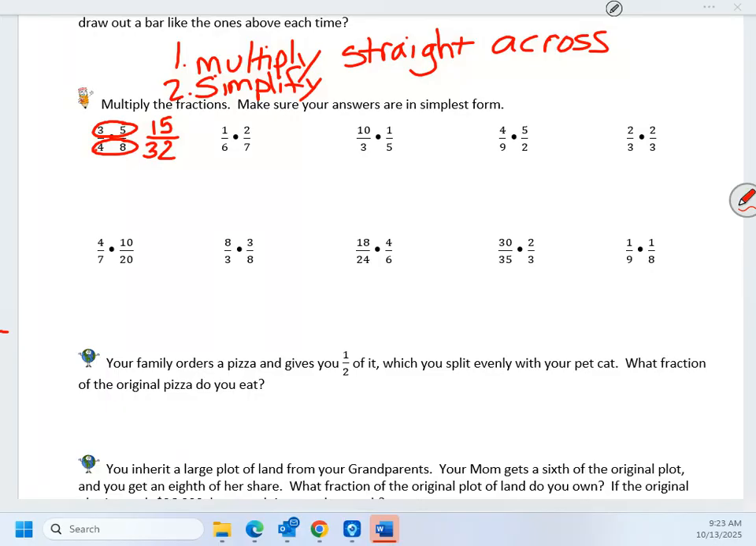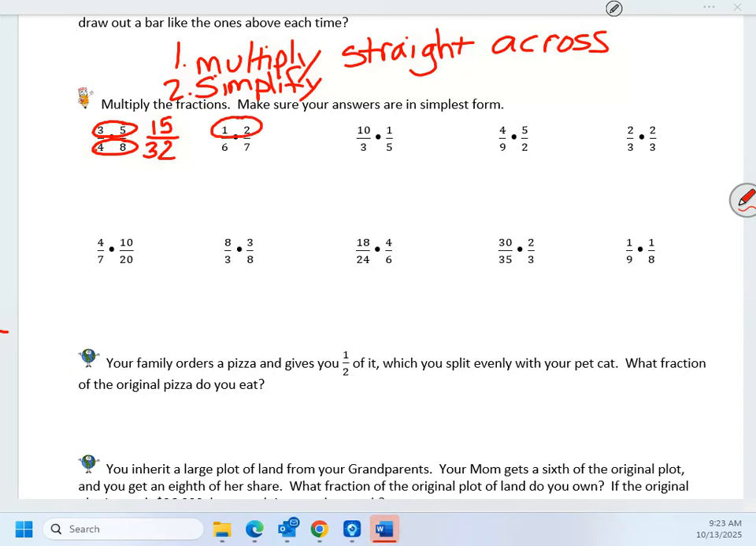Then we have to see, can I simplify? Is there anything I can divide out of 15 that I can also divide out of 32? Joy's right, she gave me a thumbs down. There is not any factor that they share that we can divide out. Let's try our next one.